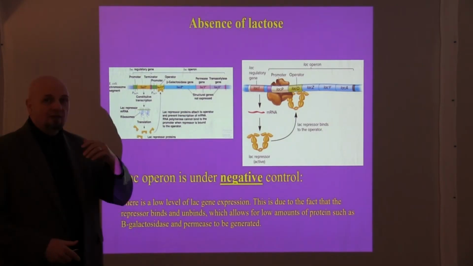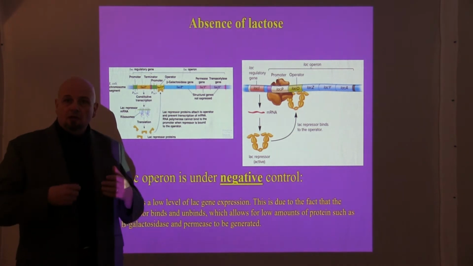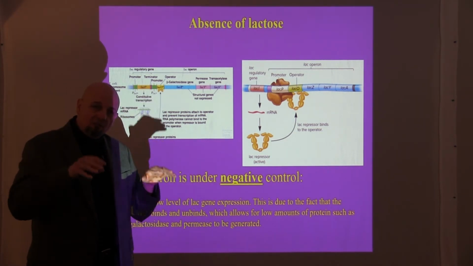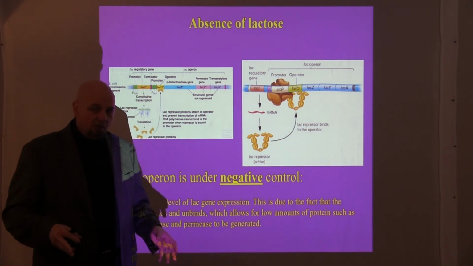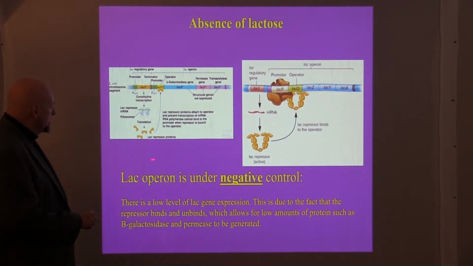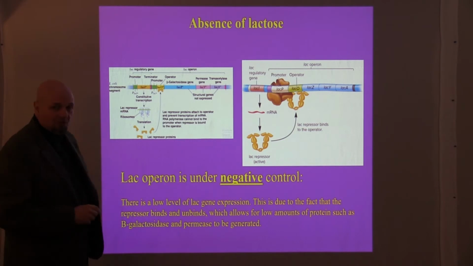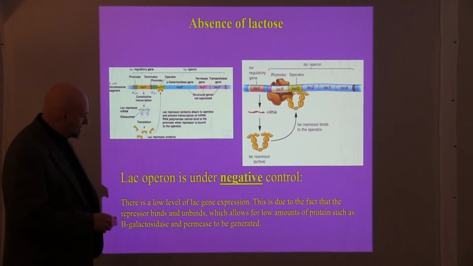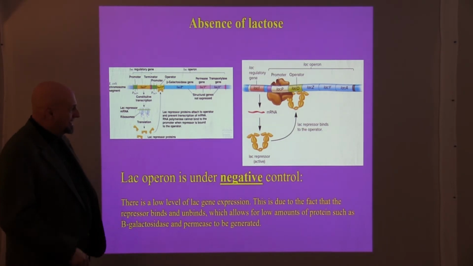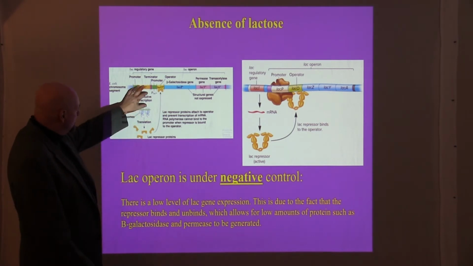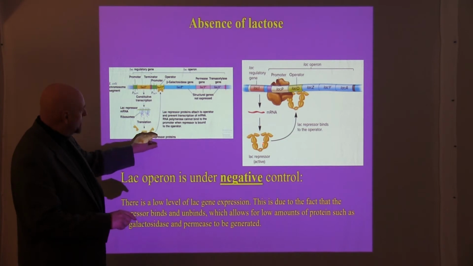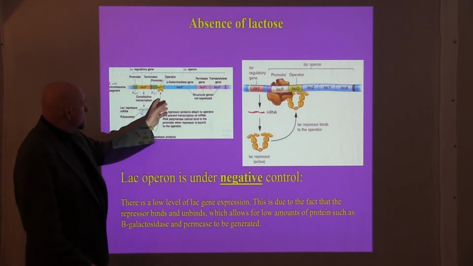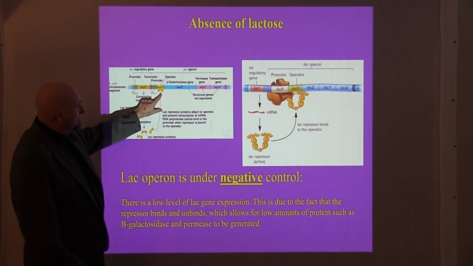So, in the absence of lactose, as I said before, they're going to keep this particular system turned off. They don't need it. They're going to be utilizing glucose, okay? So the lac operon, in the absence of lactose and in the presence of glucose, is under a negative control. That means these repressor proteins are being generated. They form into a repressor structure, which is a tetramer, and they come up here and they bind to the operator, okay?